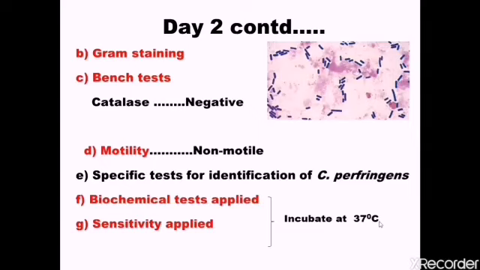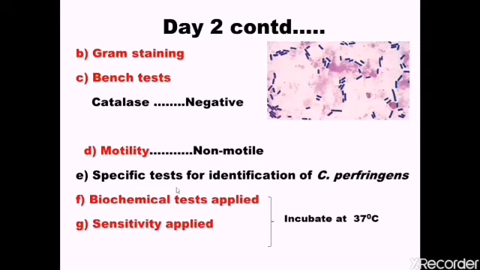On performing gram staining, again gram-positive rods will be observed under microscope. It is catalase negative, non-motile. Go for biochemical tests and sensitivity. Incubate this in an anaerobic incubator at 37 degrees centigrade.